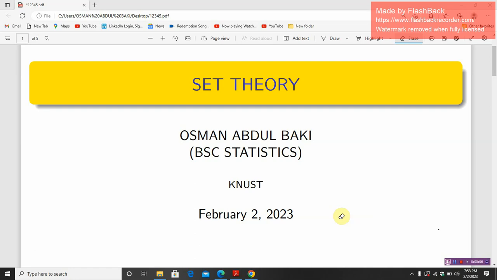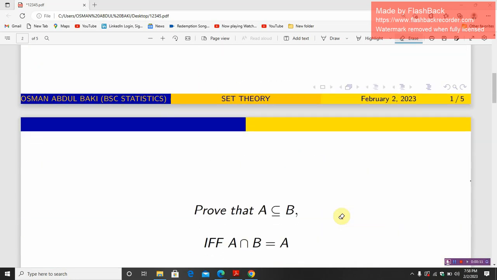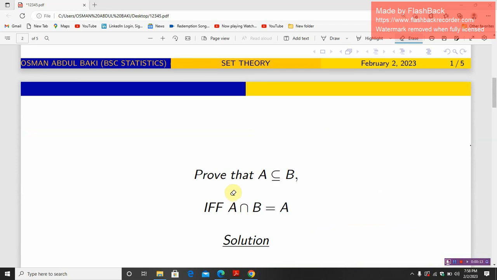Today, our topic is set theory. Under set theory, we are going to have a proof. We are going to have the proof of this.